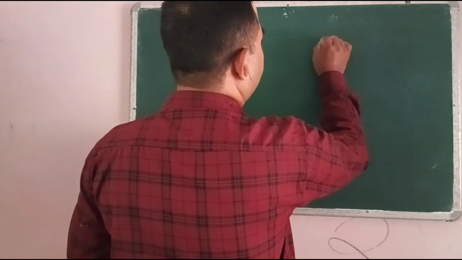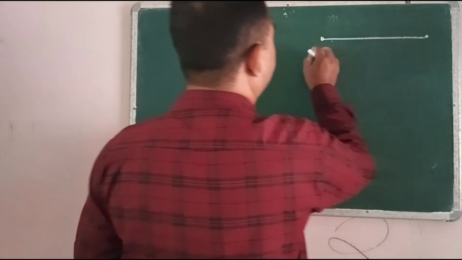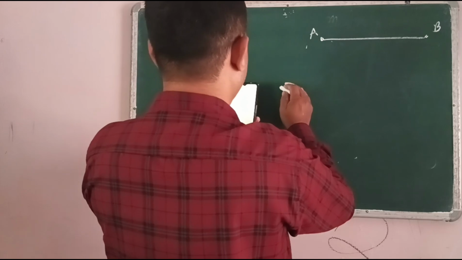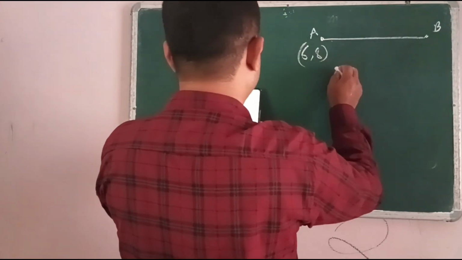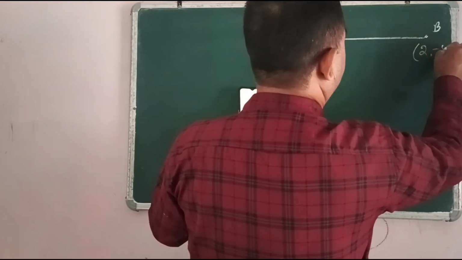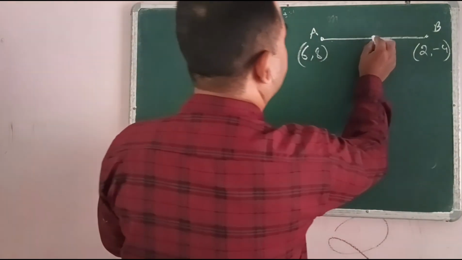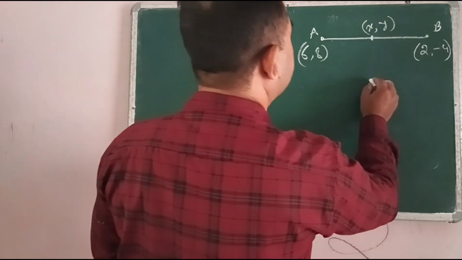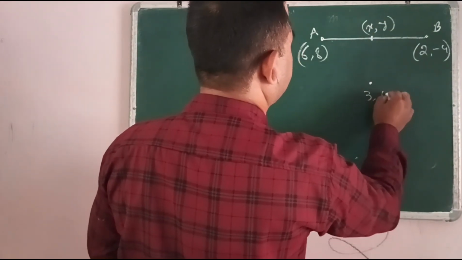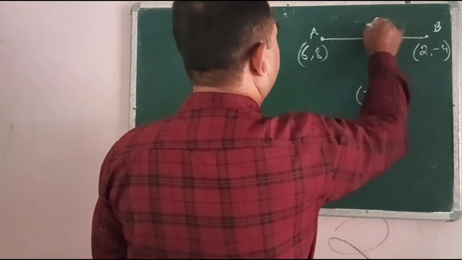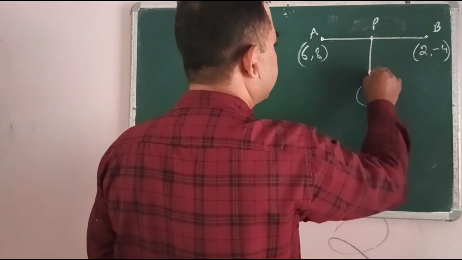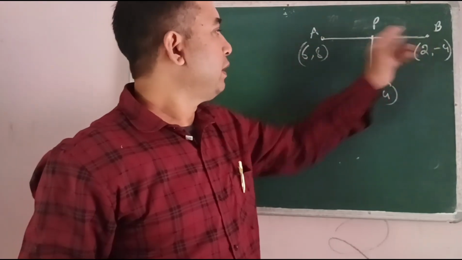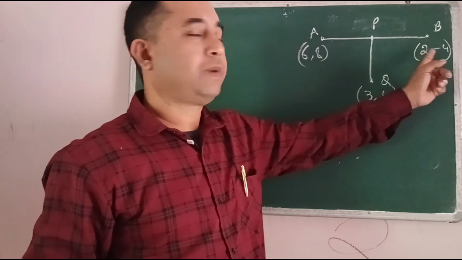Let us suppose that there are two points A and B. A is given as (6, 8) and B is (2, -4). The midpoint is here, suppose this is (X, Y). Here is another point (3, 4). Suppose this is P and this is Q. We have to find the distance between this P and Q. Two points are given, A as (6, 8) and B as (2, -4).